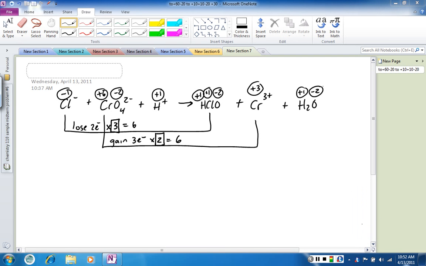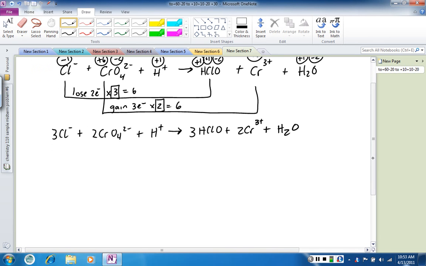So we'll rewrite our equation. We're going to have 3 Cl minus plus 2 CrO4 2 minus plus H plus goes to 3 HClO plus 2 Cr3 plus, and then our H2O is the same.